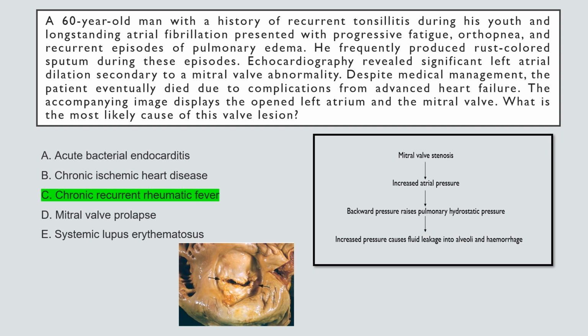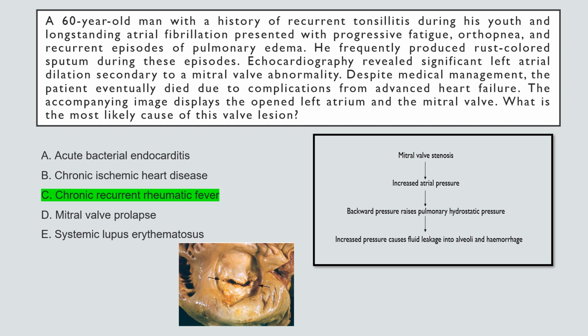Because the valve is stenotic, blood flow from the left atrium to the left ventricle becomes obstructed, causing the blood to accumulate in the left atrium. Over time, this leads to left atrial dilatation, which predisposes the patient to chronic atrial fibrillation.